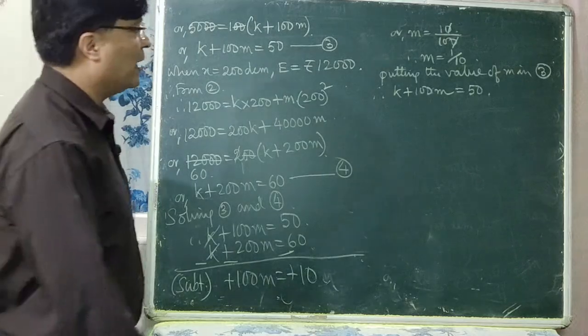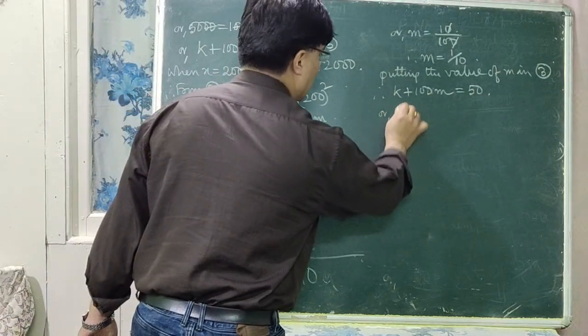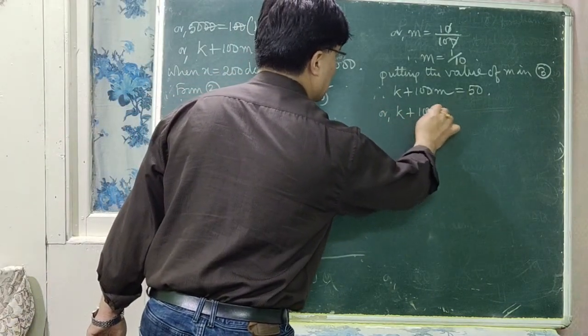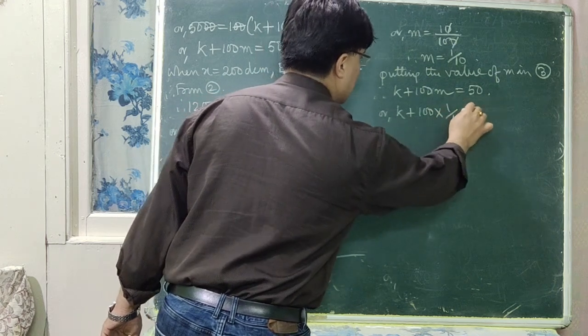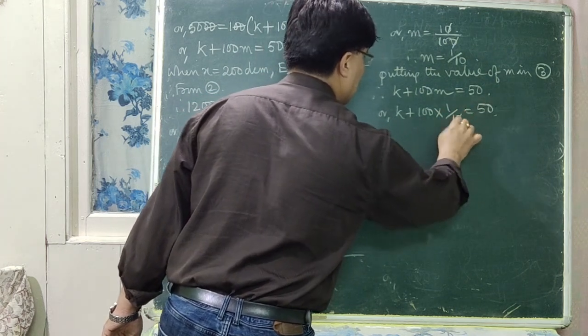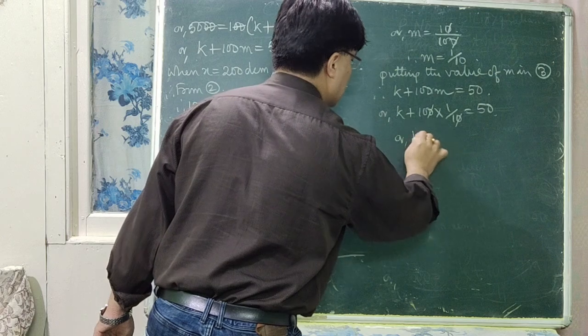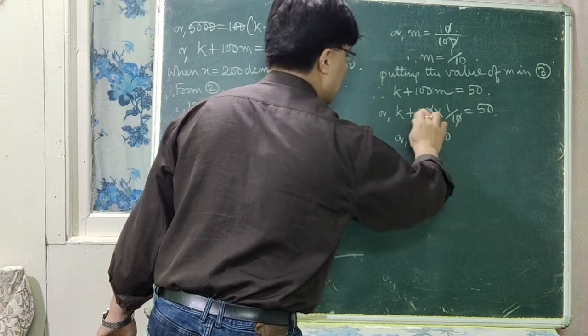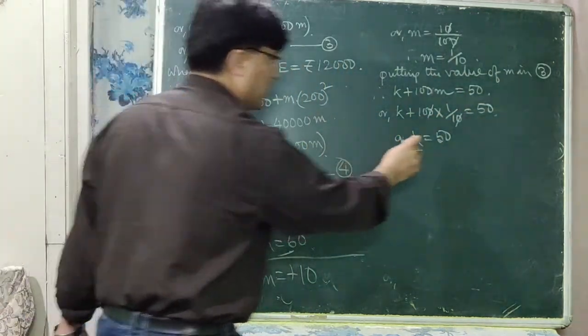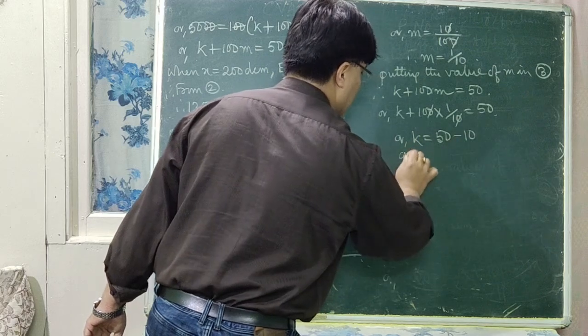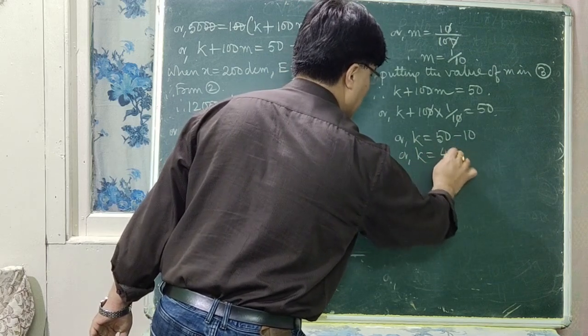So put the value for m in this case, or k plus 100 into 1 by 10 is equal to 50. 0, 0 gets cancelled. So k is equal to 50. 10 is taken to the right hand side, becomes minus 10. Or this is your k is equal to 40.